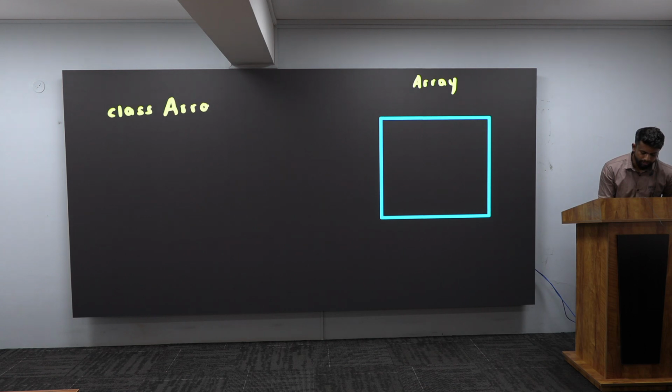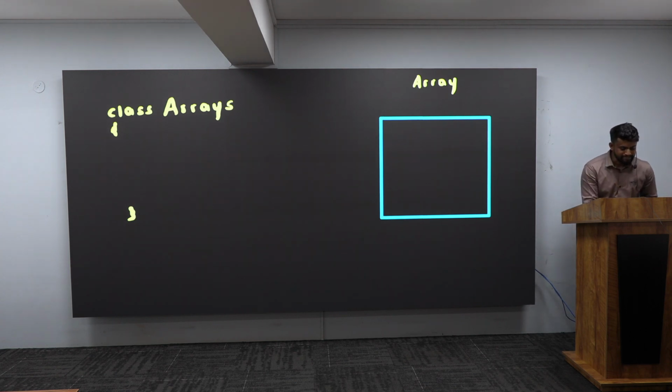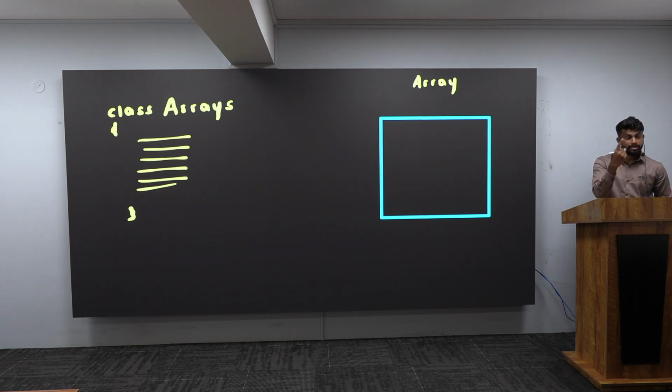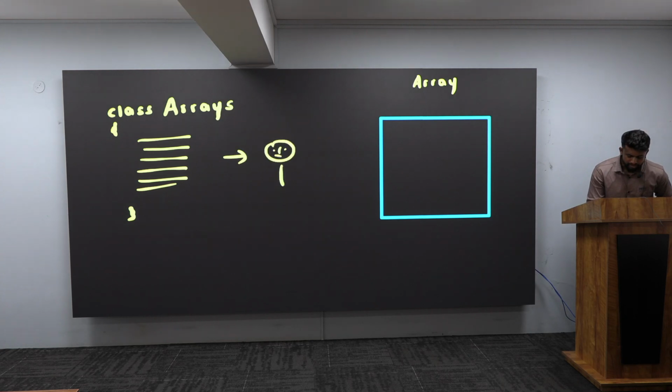The name of the class is what? Arrays. What is the name of the class? Arrays. And this is an inbuilt class in Java. You haven't created it, neither have I. So now this class Arrays, you have given it to whom? JVM. By telling what? New.